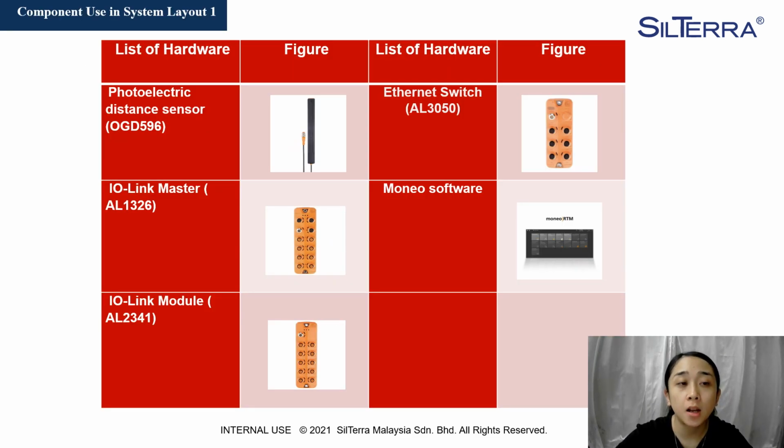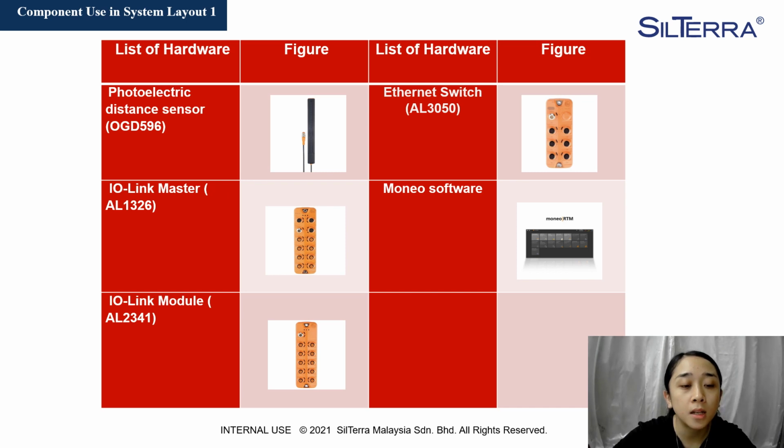Okay, so next we move to the components used in system layout 1. What we have here for system layout 1: the first one is a photoelectronic distance sensor. The second one is the Ethernet switch. Next we have the I/O-Link master. Next we have Monio software, and the last one is the I/O-Link module.